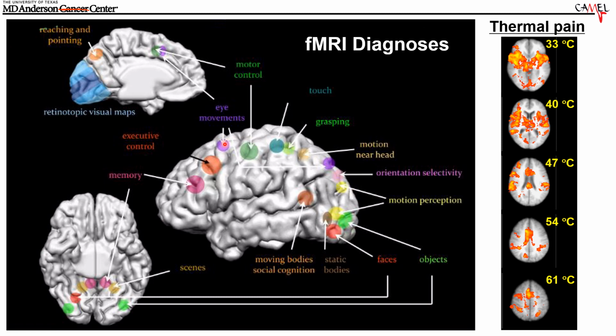Here's eye movements, motor control, physical motor control, touch with your hand. Grasping is a different area of your brain relative to actually touching. Areas, if you detect motion near your head, this part of your brain will start to think and consume oxygen relative to motion perception in other ways, right? The part of your brain that is active when you identify faces is different than when you identify other objects. Quite amazing, isn't it?